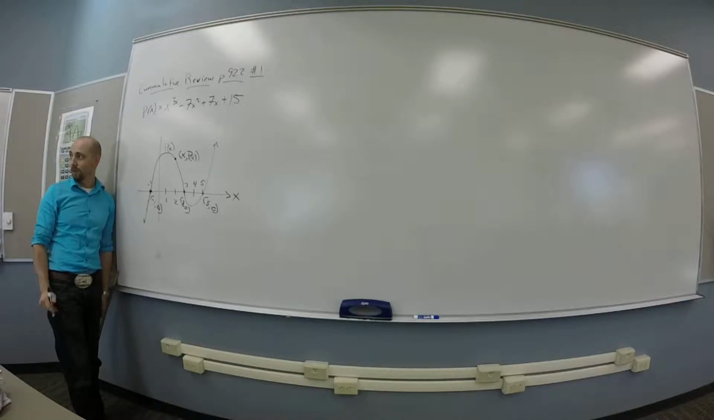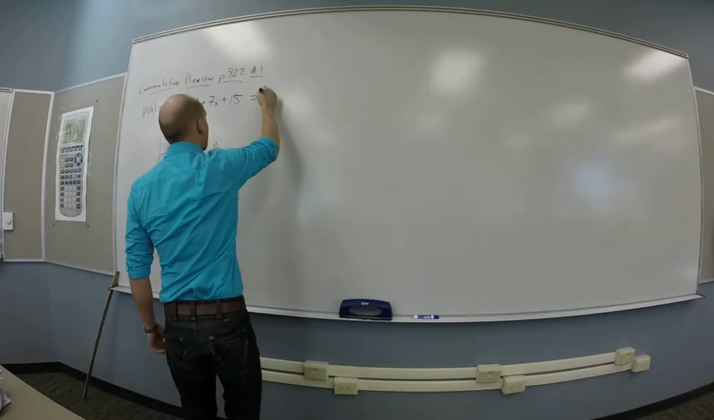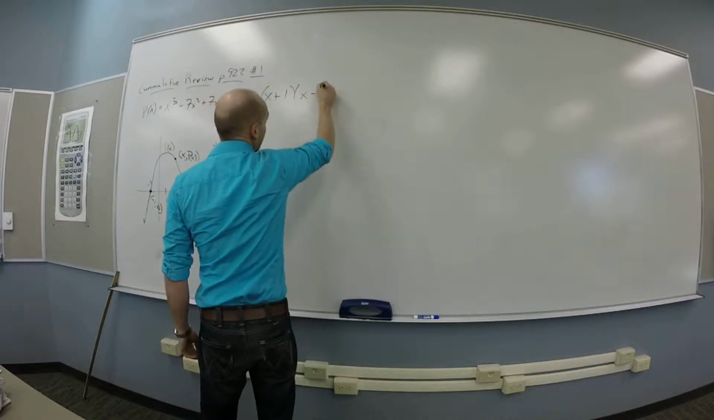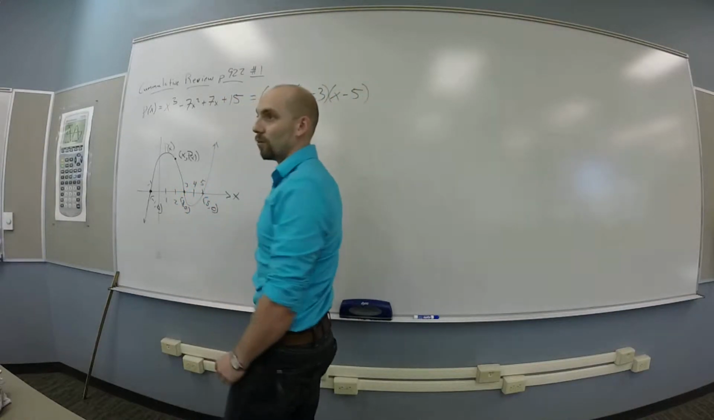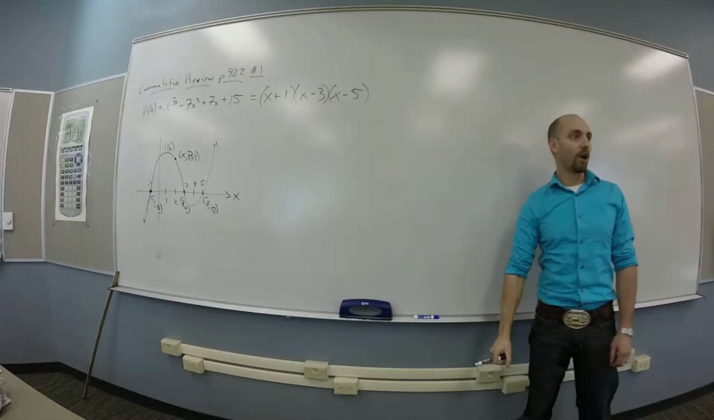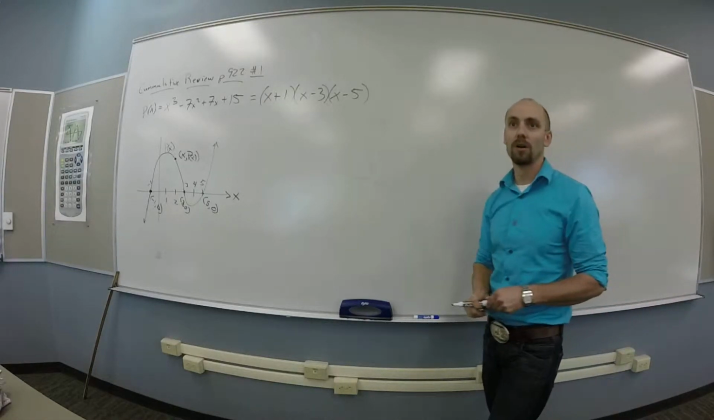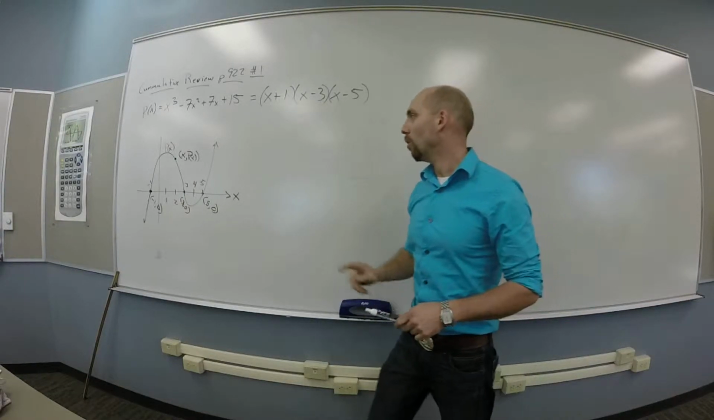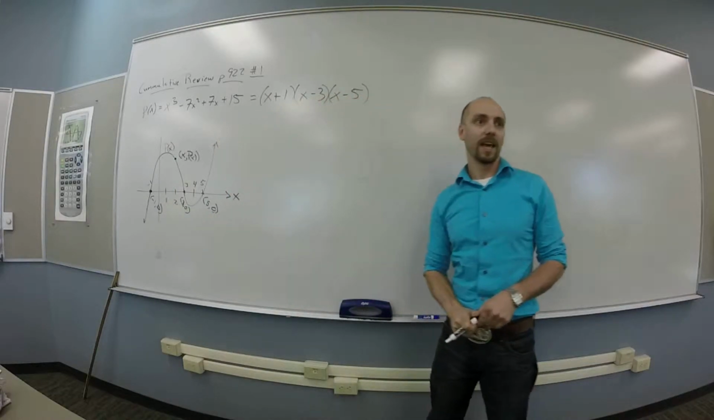So it's just x plus 1 times x minus 3 times x minus 5. You guys all see that? We're undoing the zero product rule. We're saying, okay, if I set that thing equal to 0, right, I know that -1, 3, and 5 are answers to that.